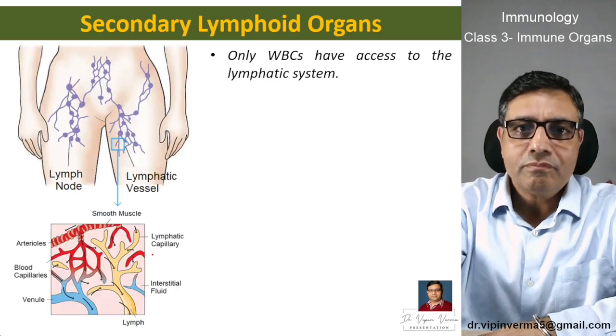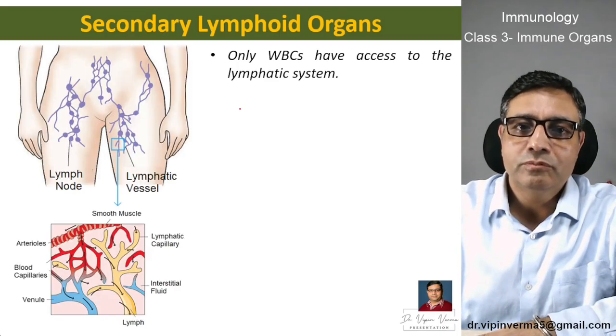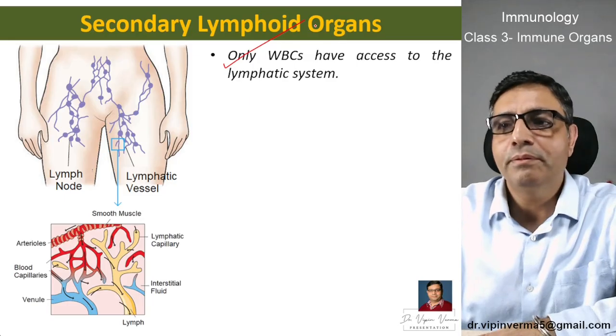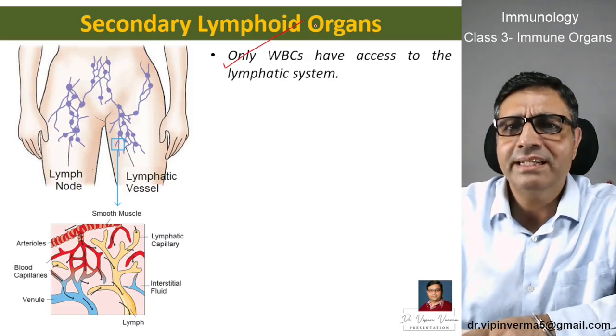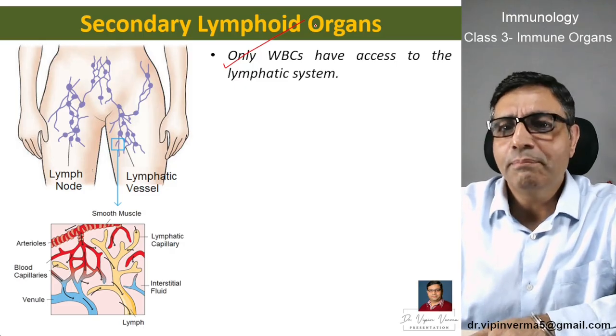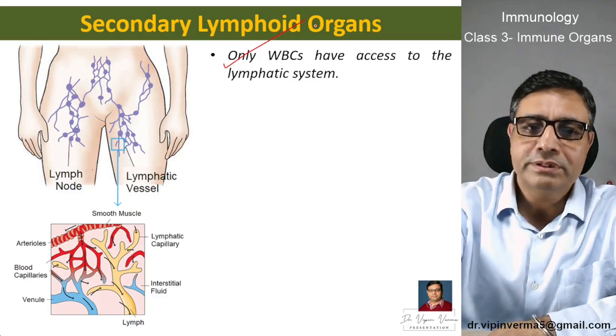Now, only WBCs have access to the lymphatic system. So in the lymphatic system, you will not find RBCs, or if some RBCs are there, they will be very few. The lymphatic system is completely dominated by lymphocytes.